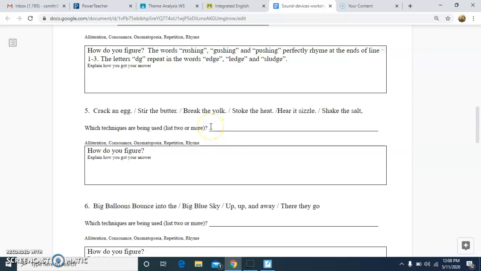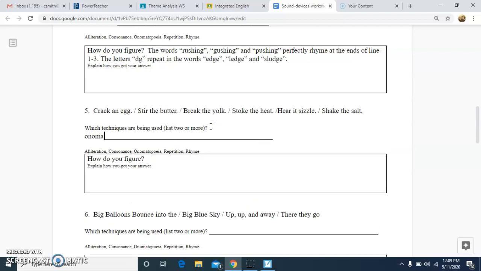Number 5. Crack an egg, stir the butter, break the yolk, stoke the heat, hear it sizzle, shake the salt. First of all, we have a really great example here of onomatopoeia. Right, one of my favorite words, by the way, to say in all of English. Okay, so all we want to do here is just put down what word or words. So in this case, it's the words crack and sizzle. Ooh. Replace the sound they make.